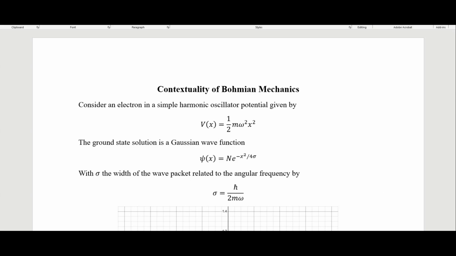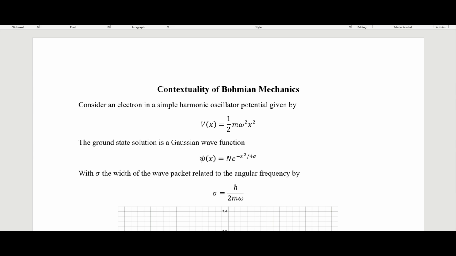In this video, I'm going to discuss contextuality and non-locality in Bohmian mechanics. I said in an earlier video that any hidden variables theory of quantum mechanics has to have contextuality. That's what the Kochen-Specker theorem tells us.